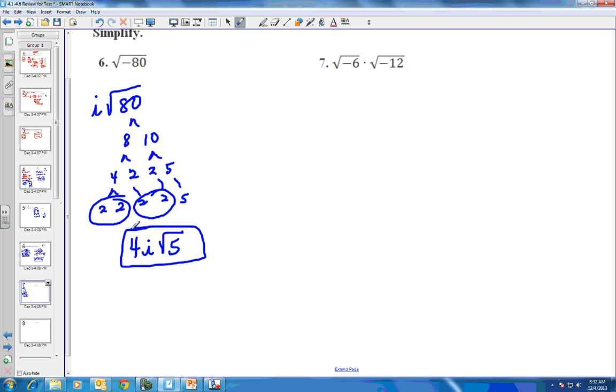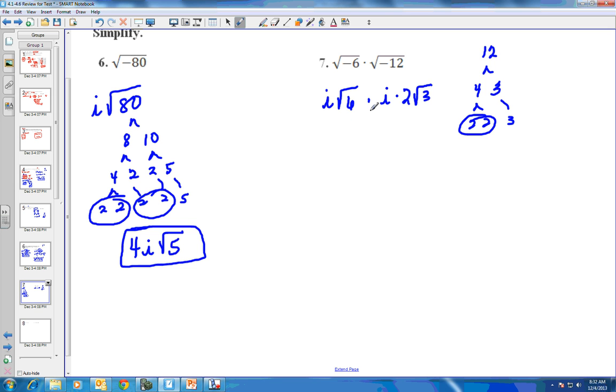On number 7, okay, we have to simplify these first. So I'm going to automatically bring out the 6. Will 6 break down at all? Nope, so that's going to stay. Times, when I break down 12, 12 is 4 times 3, and then 2 times 2 times 3. So I'm bringing out a 2, and a 3 is going to stay. So this is going to be i times 2 square root of 3. Or usually I'd write my 2 first, so 2i square root of 3.